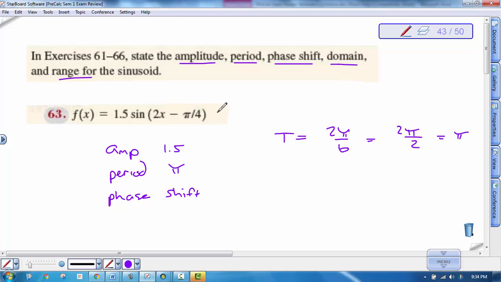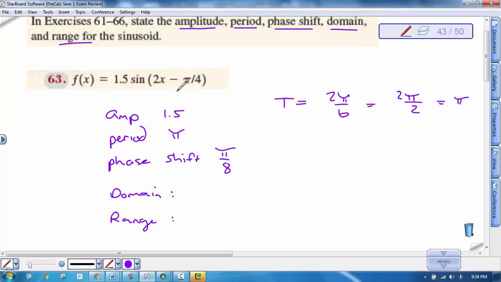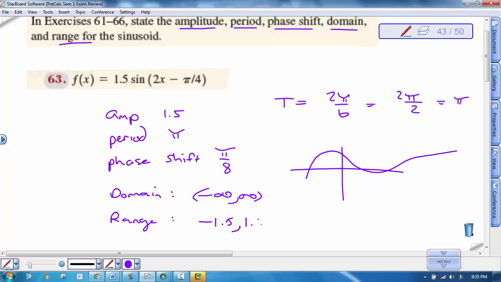The phase shift is what you're subtracting from x, but I have to factor out that 2 and get x by itself. So if I do that, I get pi over 8 here, because if you distribute, the 2 goes into the 8 4 times. So it's actually pi over 8 for my phase shift. And then last, my domain and range. We know sines look like that. So the domain is negative infinity to infinity. And the range goes up and down from the amplitude, so it'd be negative 1.5 to 1.5.